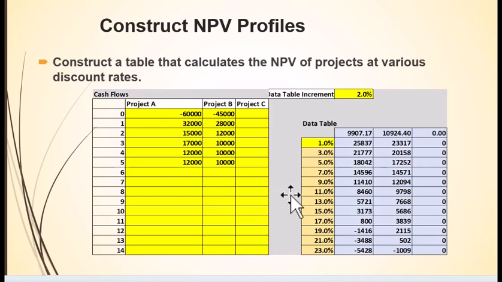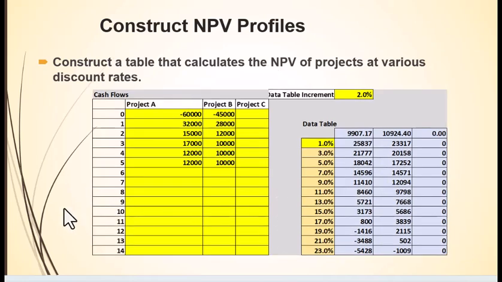So for project A, at 3% required return or cost of capital, you would have a $21,777 net present value. At 21%, you would get a negative $3,400. So what we find here is what? As interest rates go up, as required returns increase, the values of the assets decline. And you can do that for both projects that we're analyzing here.